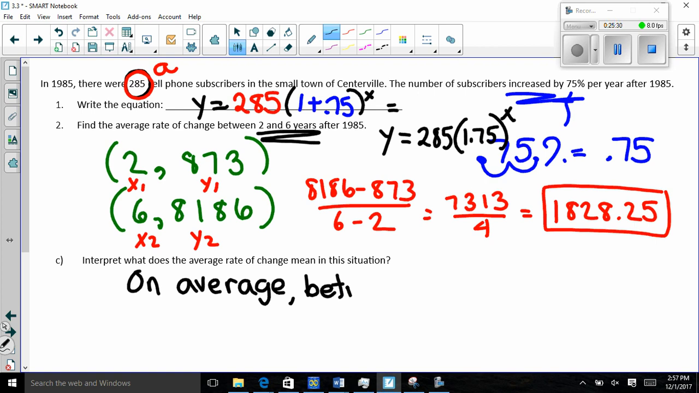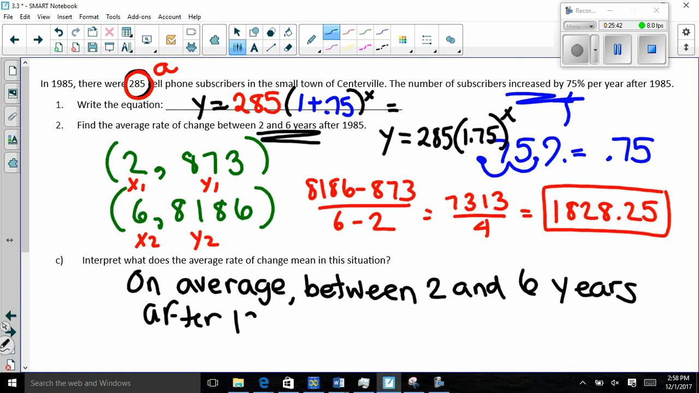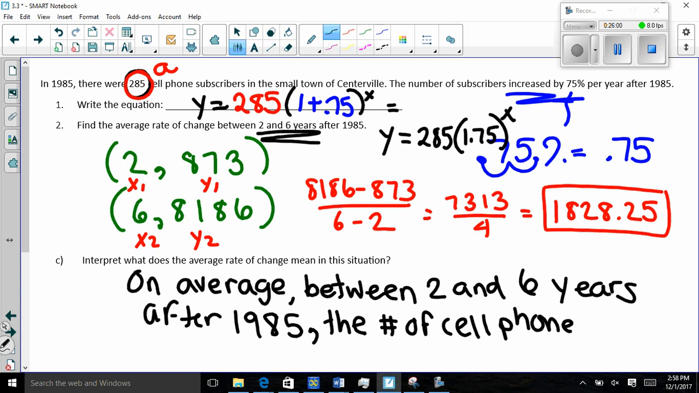between 2 and 6 years after 1985, the number of cell phones increases by 1,828 cell phones.